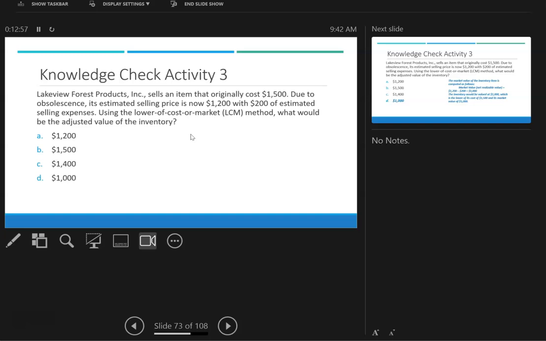Guys, Lakeview Forest Products sells an item that originally cost $1,500. Due to obsolescence, its estimated selling price is now $1,200 with $200 of estimated selling expenses. Using the lower of cost or market, what would be the adjusted value in the inventory? D?